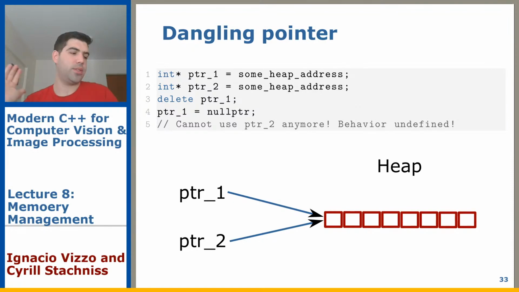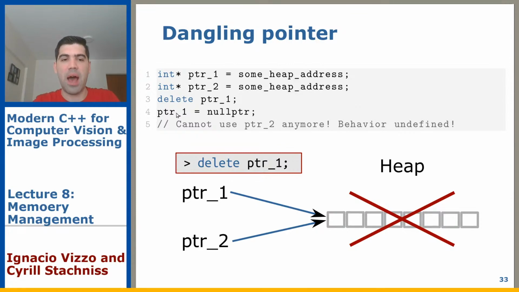Okay, so let's finish with memory issues. There is another issue that is also really common, called the dangling pointer. So you have 2 pointers, and for some reason you are pointing to the same address on the heap, of course, and one of them will delete this address. So after we call this line 3, you delete this pointer, then you free this memory. And then pointer 2 is still pointing to the same memory address.